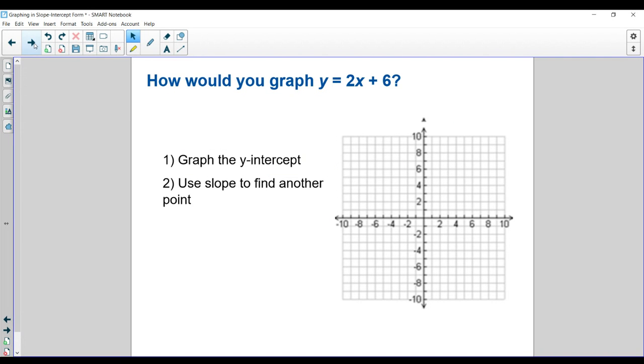All right, so let's try this one. You can pause your video right now, write down your y-intercept and your slope that you get from that equation, and then graph in that order. Pause the video and then come back on to check your answer.